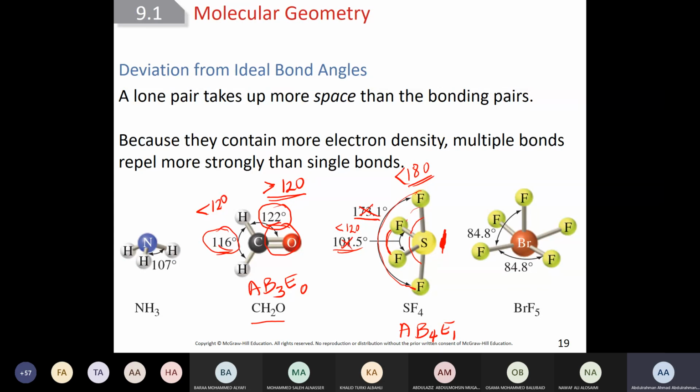Good. Now, here is electrons. What's the electron domain for BrF5? Quickly. AB5 was easier. No, E1. I put the electron here. What's the electron domain shape? Octahedral. Very good.